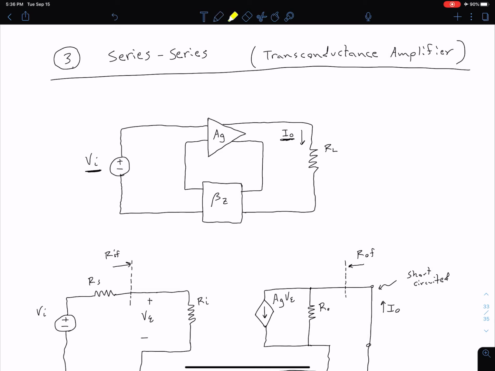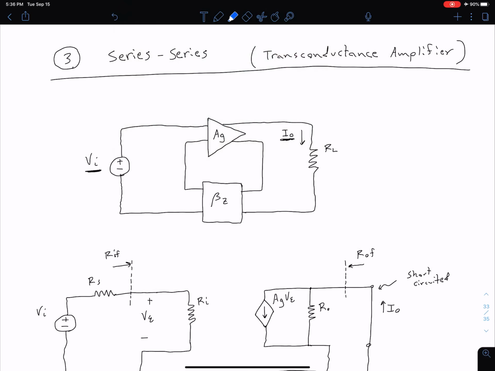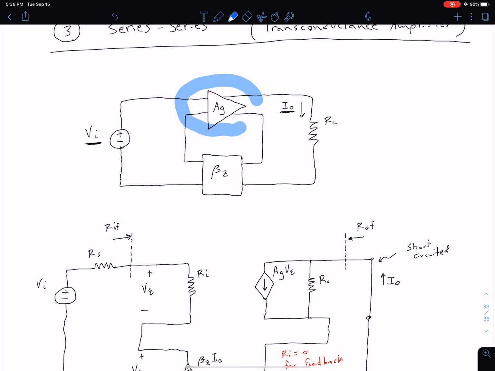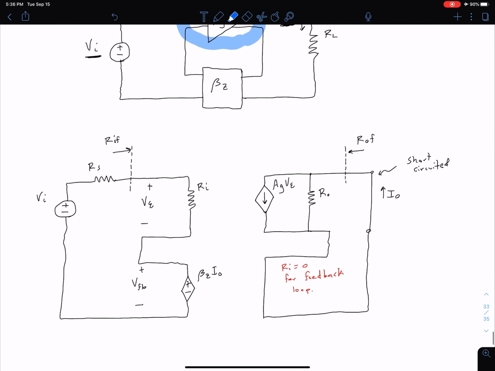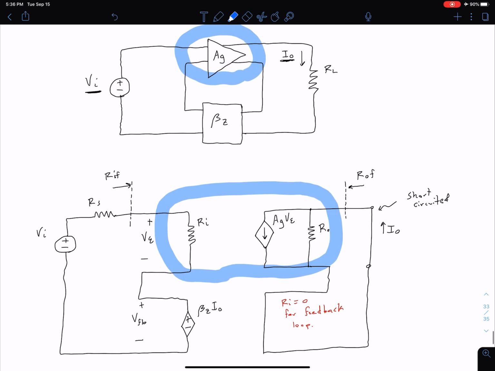So just like before though, we can make this more detailed by breaking this amplifier up into something that looks like this. So we can say this is an amplifier which has input resistance Ri, output resistance R0, and then we see that gain block AG times the error voltage, where our error voltage is defined over here on the left.